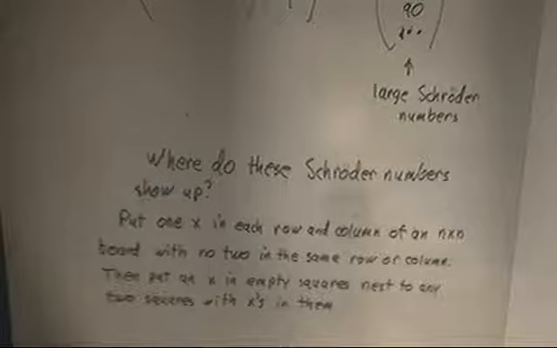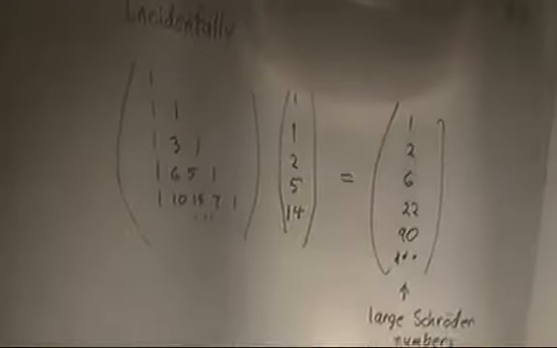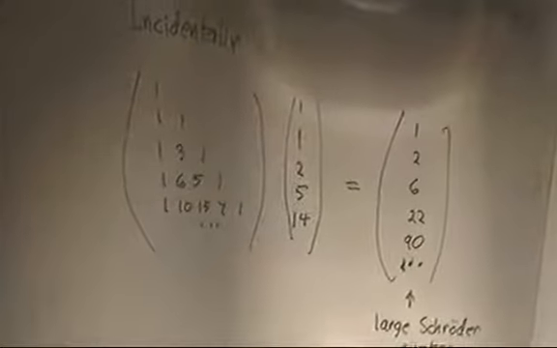But here's another place that they show up. Take an n by n board, checkerboard, whatever you want to call it, and actually what you're taking is a permutation matrix.